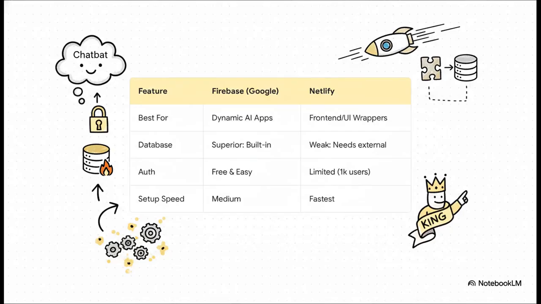Okay, so this is where a choice between platforms like Netlify and Firebase gets super clear. For those dynamic AI apps we were just talking about, like chatbots that need to save history, Firebase from Google is totally purpose-built for this stuff. It has an amazing built-in database called Firestore and a free and ridiculously easy authentication system. Netlify is still the king of speed for front ends, but to get that same database functionality, you'd have to rig up an external service, and that just adds more complexity.